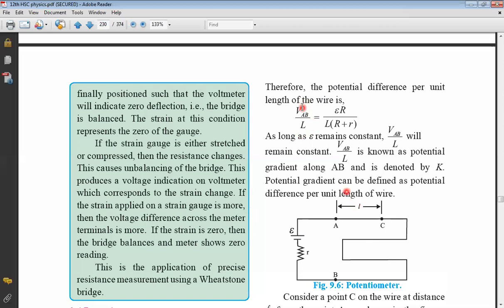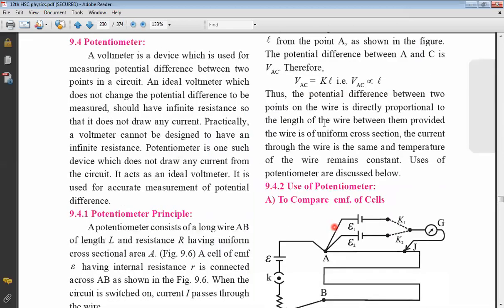And this potential gradient VAB upon L is a constant, so we'll call it K. So VAB upon L is equal to K. All the right side is a constant. And then if I'm writing VAB equal to K times capital L, look at this further. What if I don't consider AB, I consider A and some other point C, which is at a distance small l from capital A. So on the same lines, potential difference across AC will be K times small l.